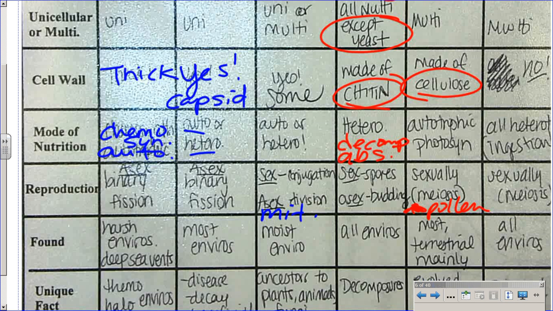And then you know that we have gametes, sexual reproduction. Gametes in this case are sperm and egg as well. So you guys can make sure your bottom two rows are filled out.